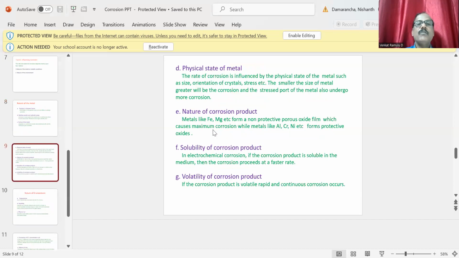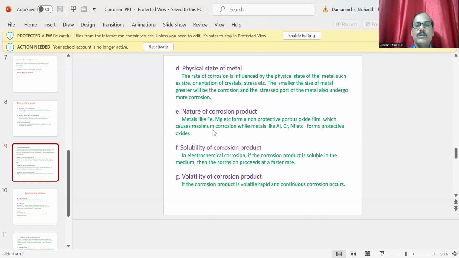Then physical state of metal. Physical state is also going to decide the rate of corrosion. So if the size of the metal is small, then the rate of corrosion is more. If you have two sizes, small and big metals, then definitely the smaller sized metal undergoes more corrosion than the bigger sized metal.